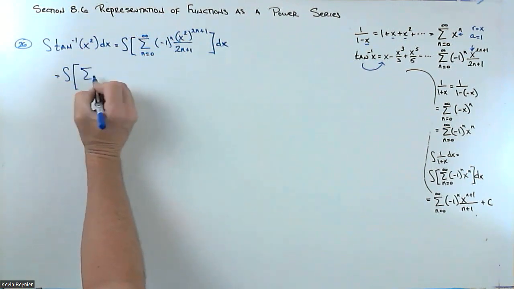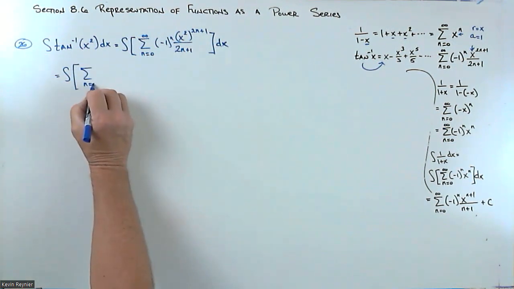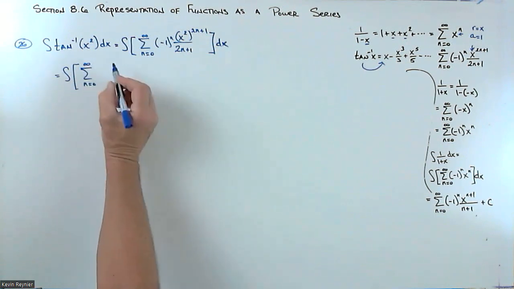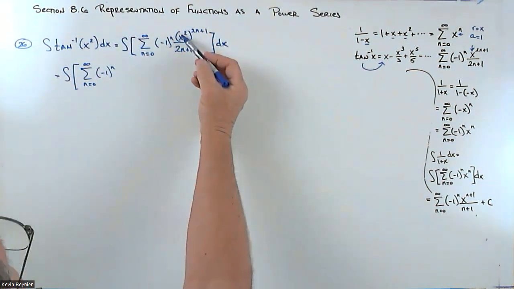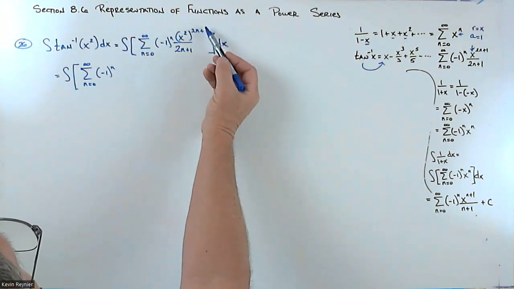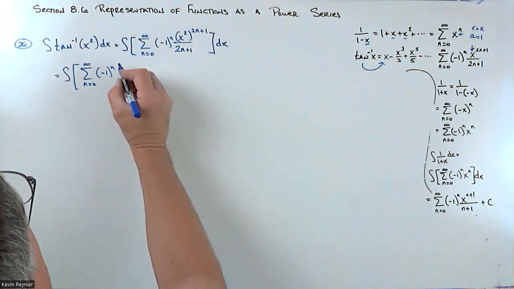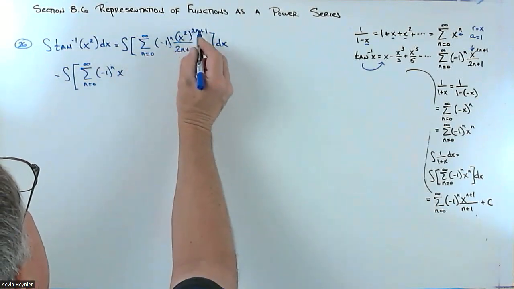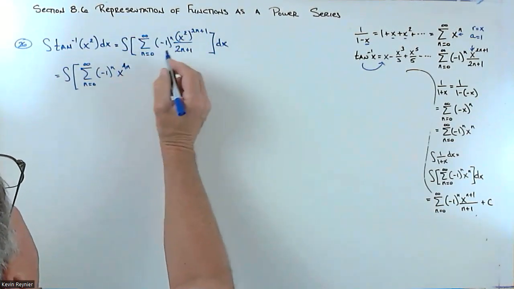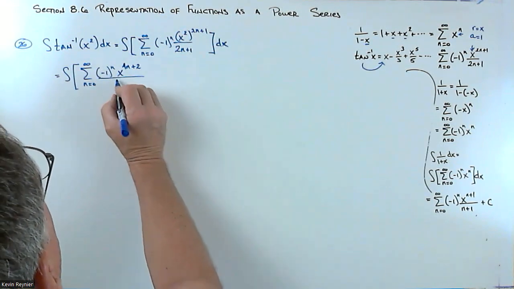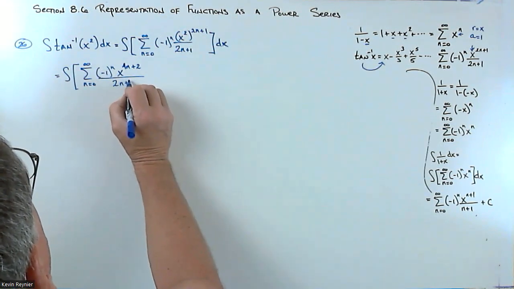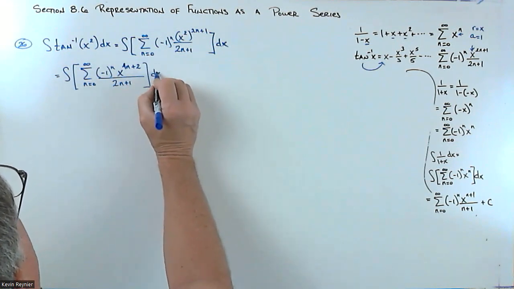This is going to be sigma n equals 0 to infinity, negative 1 to the n. We have x squared to the 2n plus 1 power. To a power, you multiply. So that's going to be x to the 2 times 2 is 4n, 2 times 1 is 2, all over 2n plus 1 dx.